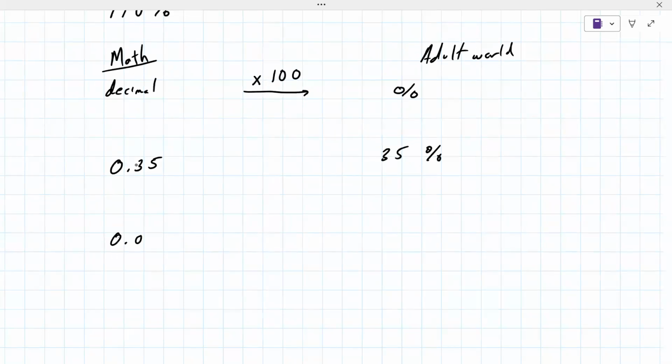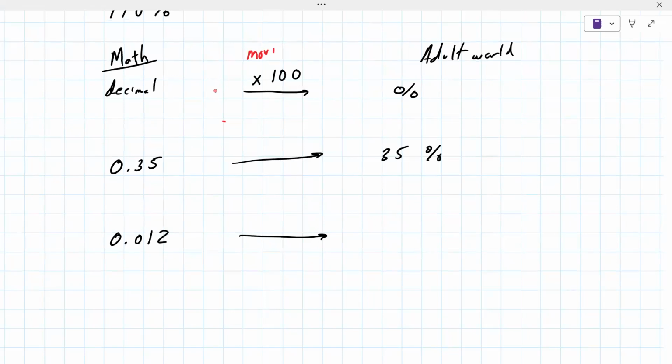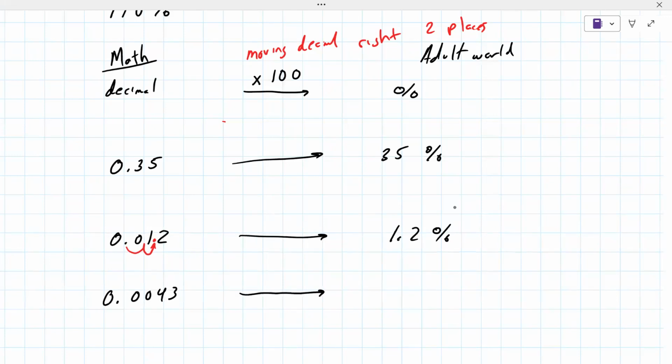How about 0.012? What would that be as a percent? Well, when you're multiplying by 100, you're moving the decimal right 2 places. 1, 2. How do you want to change your answer? 1.2%. Yeah, and that's weird, right? It's like, wait, a percentage can be a decimal? Yeah, it can be.